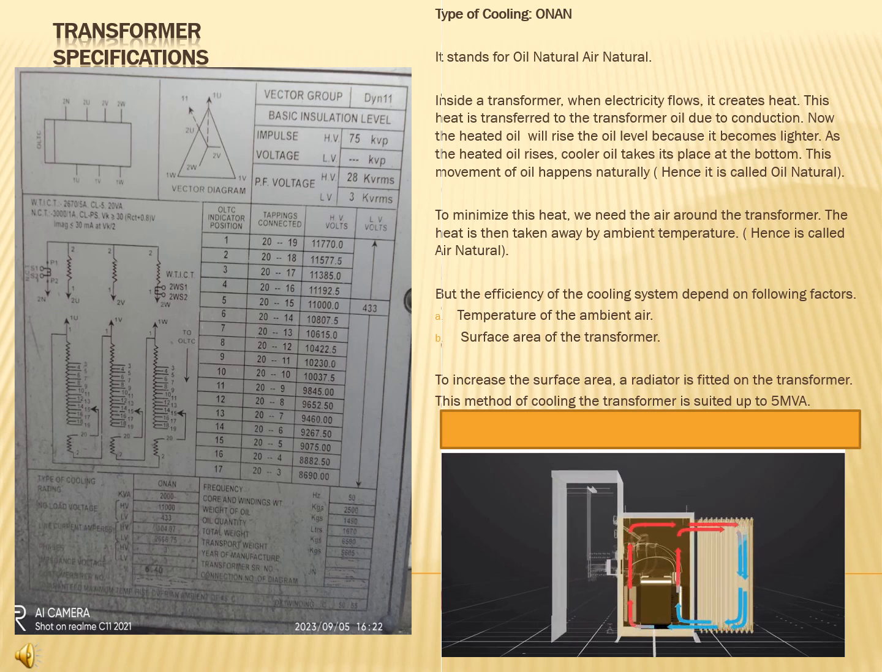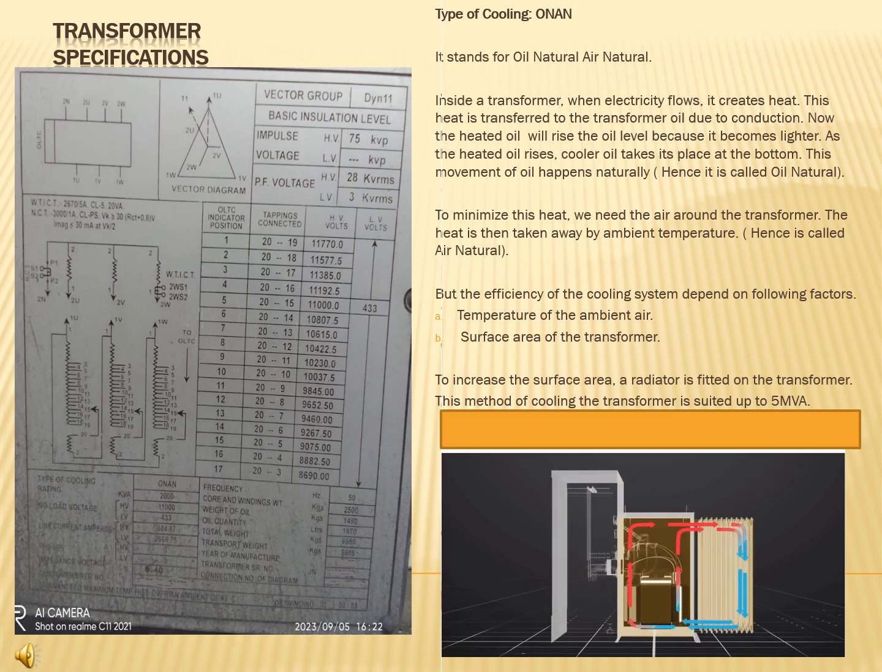Now the heated oil will rise because it becomes lighter. As the heated oil rises, the cooler oil will take its place at the bottom. This movement of oil happens naturally, hence it is called oil natural. To remove this heat, we need the air around the transformer. The heat is taken away by the ambient air, hence it is called air natural. That's why the cooling type mentioned on the nameplate of this transformer is ONAN.